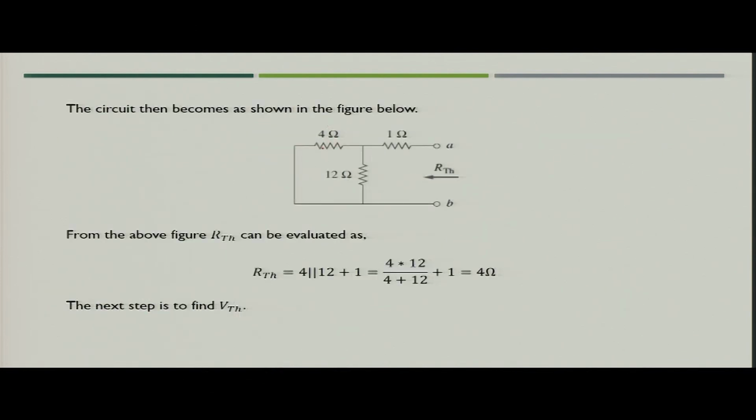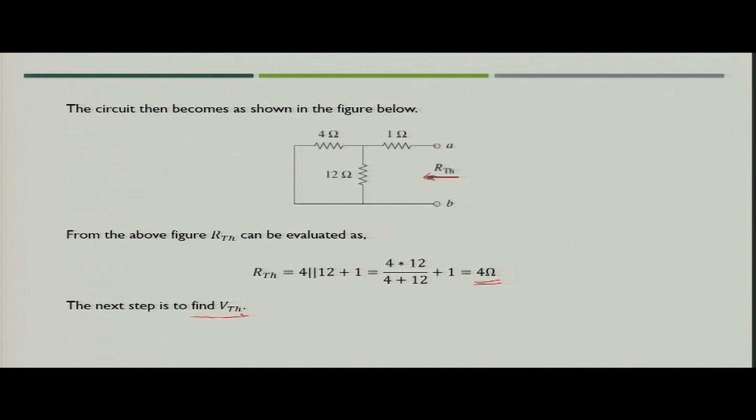So, what happens when you make the equivalent circuit? The resistance which you will see through these terminals, A and B, gives RTH as 4 ohm, because the parallel combination of these two resistances gives you 3 ohm, plus 1 ohm in series. So, finally, the RTH value is 4 ohm.